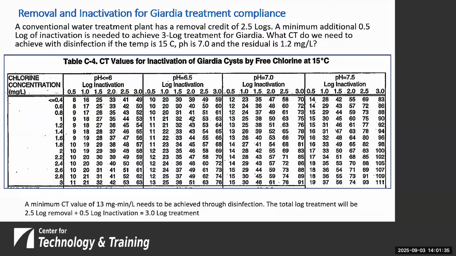So let's look at another example. Removal and inactivation. We're going to combine these. We have conventional water treatment that has a removal credit of 2.5 logs. A minimum additional 2.5 log is required of inactivation to achieve our 3-log. So we're getting 2.5 logs from our treatment process, short of chlorination. We need another half to get to our 3. So what CT do we need to achieve with disinfection if the temperature is 15 degrees Celsius, the pH is 7, and the residual is 1.2?